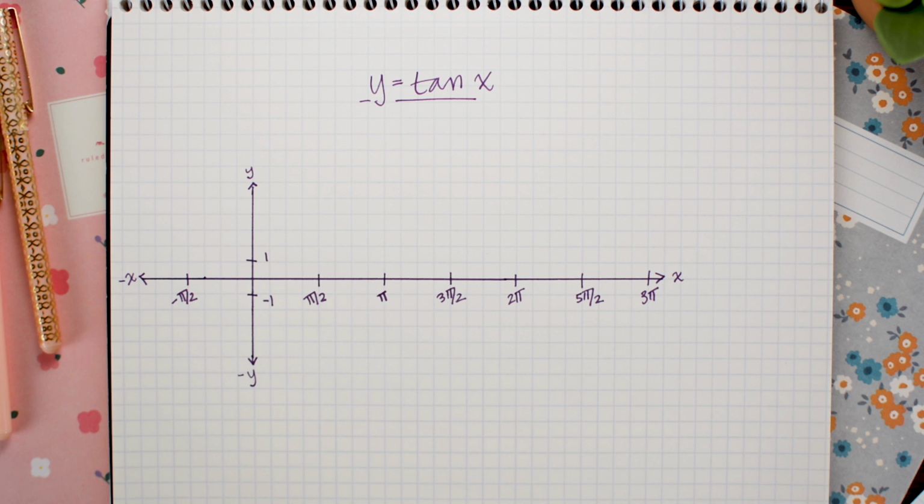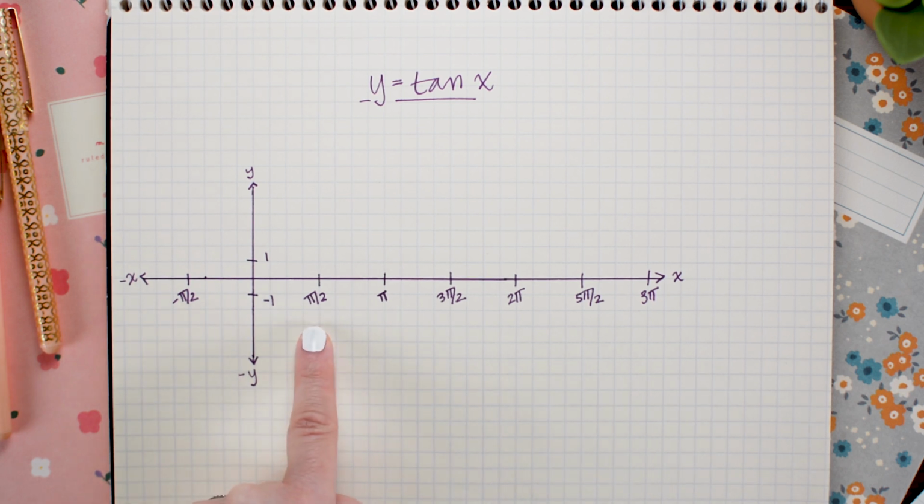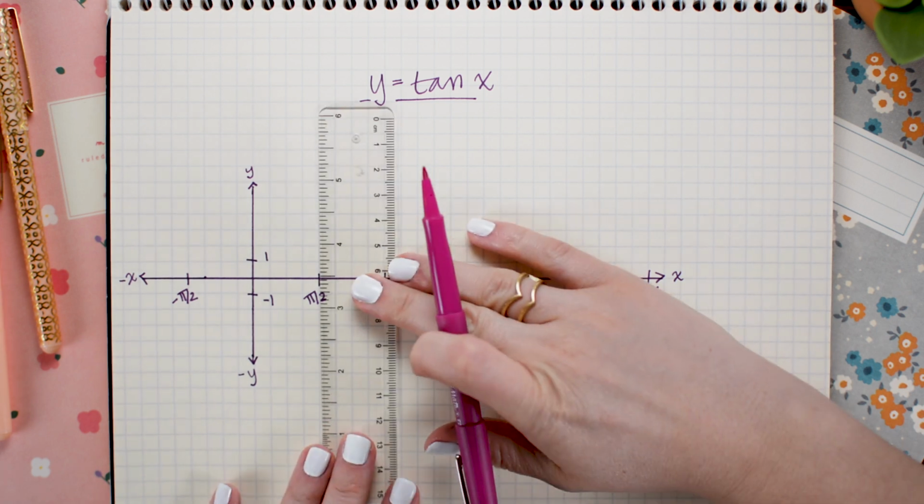So the first thing that you need to know is that at each of these pi over 2 increments, so all these ones that have a divide by 2 on the bottom, are places where we're going to have a vertical asymptote, so a vertical line. And to represent that, I'm just going to put in vertical dashed lines at each of those places.